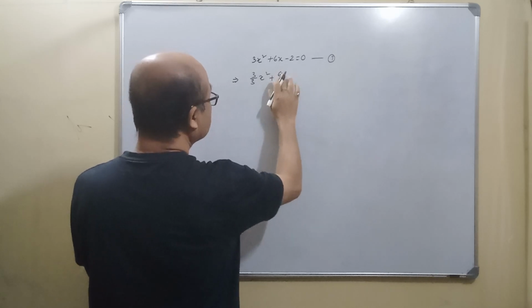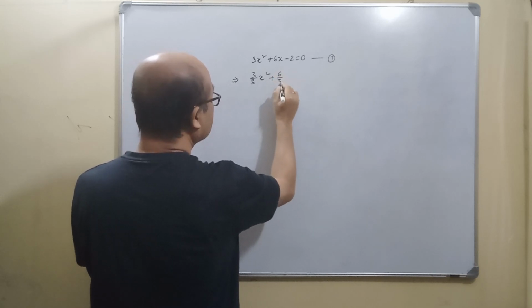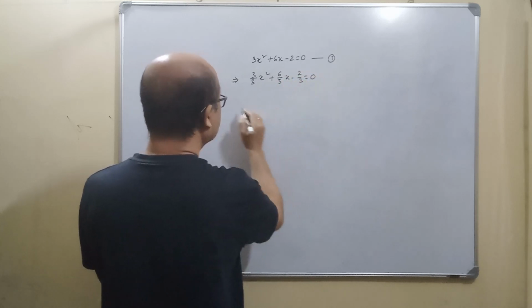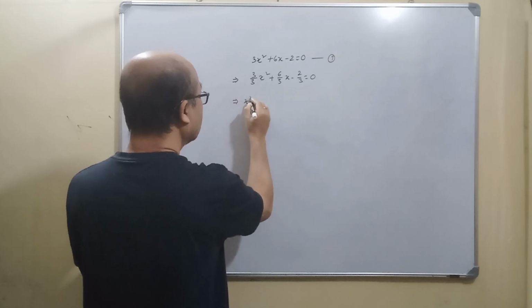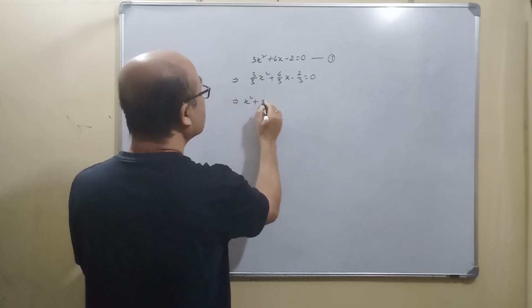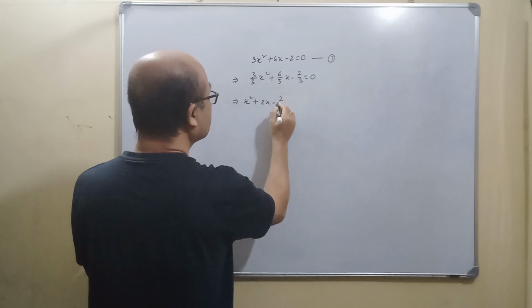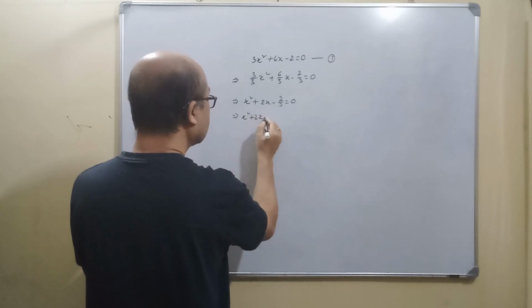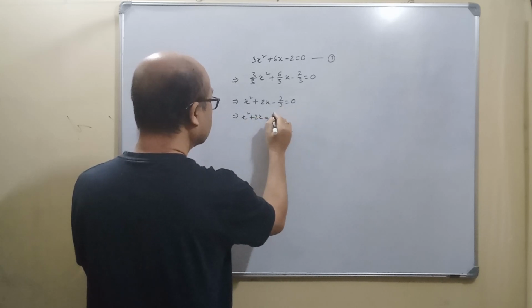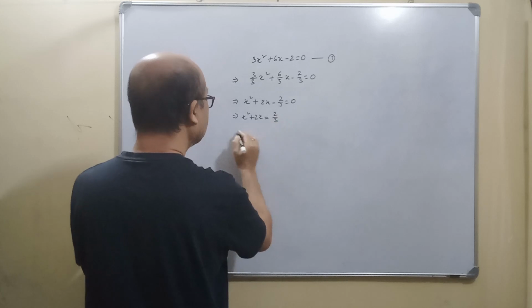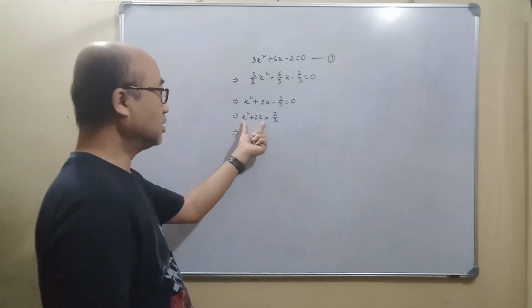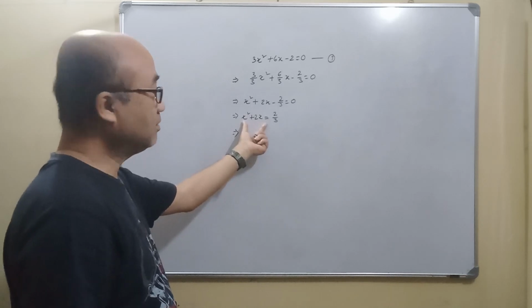So it becomes x square plus 2x minus 2 by 3 is 0, which means x square plus 2x. Let us transfer it to the right hand side. It becomes 2 by 3. So now we have an expression x square plus 2x on the left hand side.